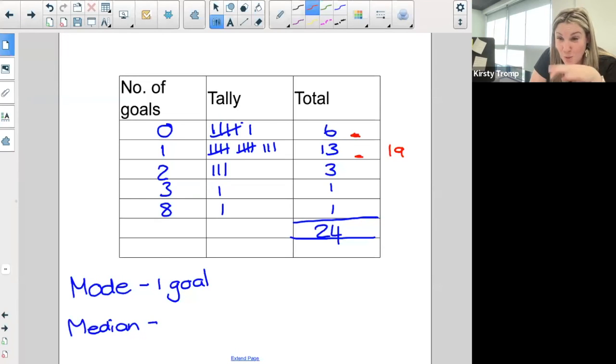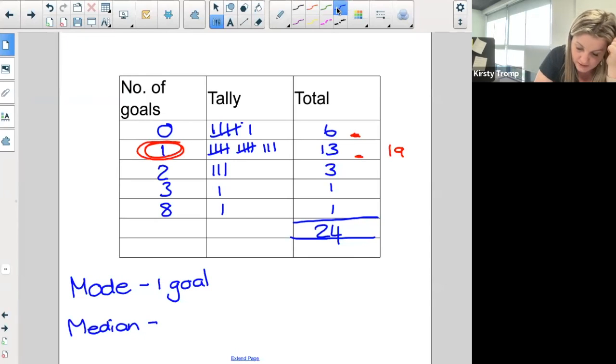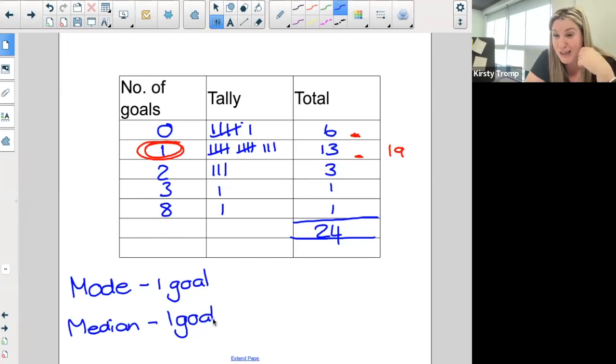Okay, that means where's my median going to lie? It's going to lie in this one over here. So my median is also going to be 1 goal. I was looking to see what goals I scored in the 12th and the 13th game, and I can see that I scored 1 goal in those games. All right.